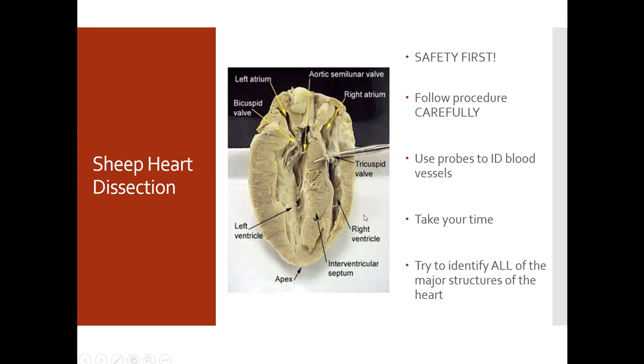You can use the probes here to help you identify the different blood vessels. Really what you want to do is take your time, and all of the structures on our heart anatomy list, you want to be able to identify on the sheep heart. Because on your lab practical, we're going to put sheep hearts out again with little pins stuck in them saying, what is this thing, what is this thing, what is this thing? So you want to be able to identify the different chambers, the different valves, all of the blood vessels at the base of the heart, and so on.